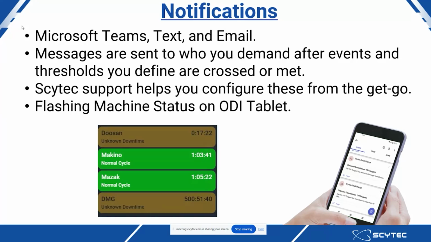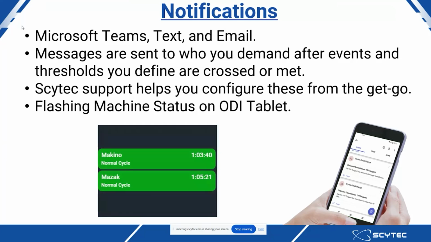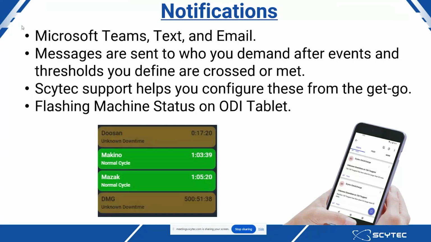So let's say, for example, that as I used earlier, you have a machine that has been at an unknown downtime for 30 minutes. You will get a notification via Microsoft Teams, text, or email, alerting you or whoever else you define to go out and see what is going on with that machine, find out why it's been in that unknown downtime. We also have the ability to send notifications in other different ways.